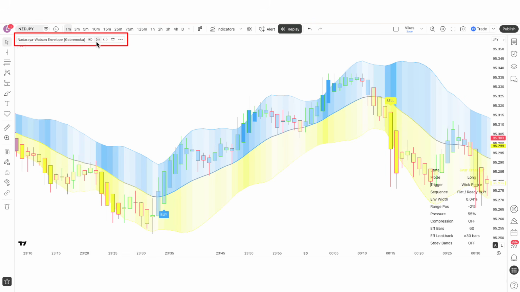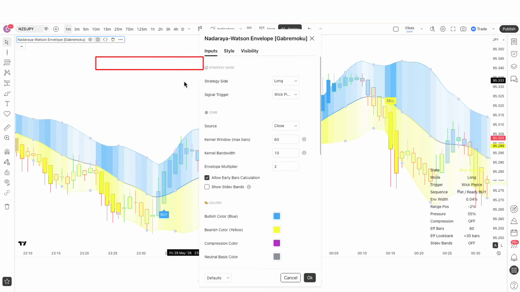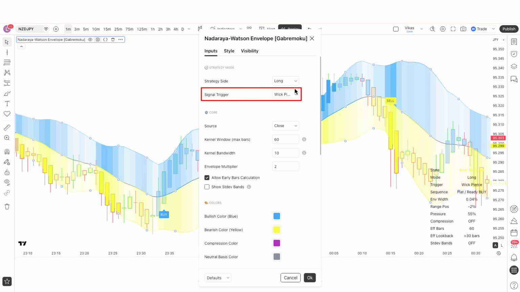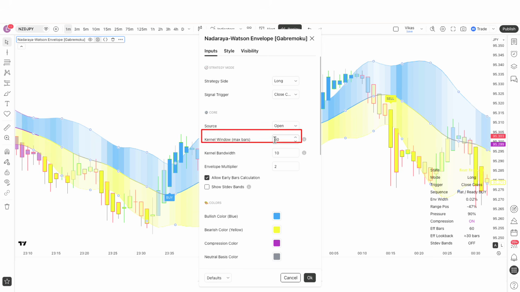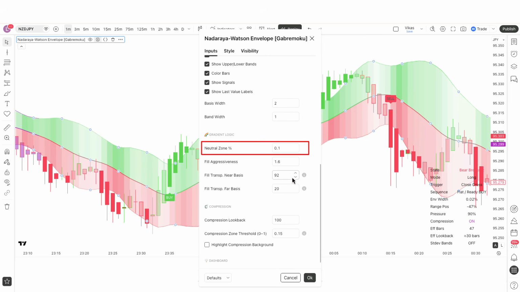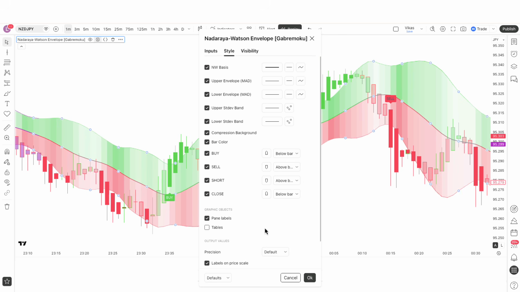Now the indicator settings change for perfect signals. First, change signal trigger from wick pierce to close, and change source from close to open. Change kernel window from 60 to 47, and change bullish color to blue and bearish color to yellow. And change neutral zone percent from 0.1 to 0.15. We have to keep these options hidden. Here everything is fine, after that, click OK.